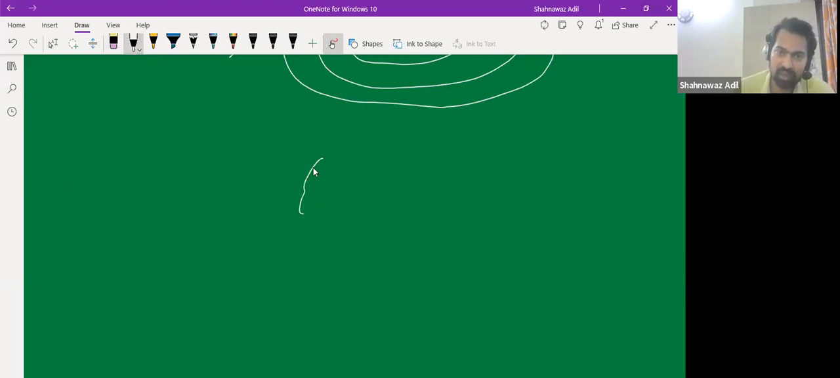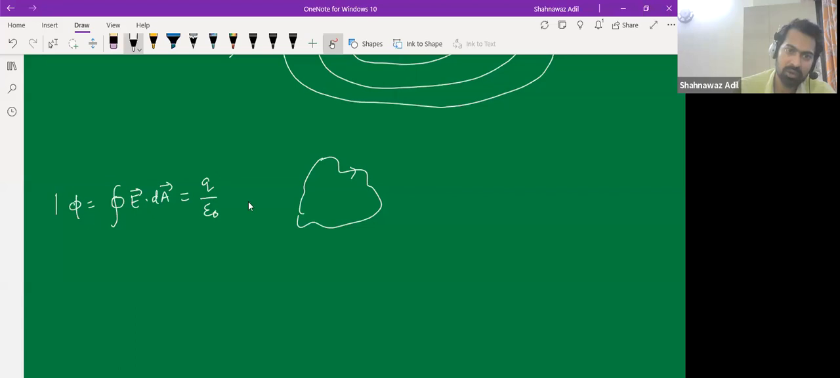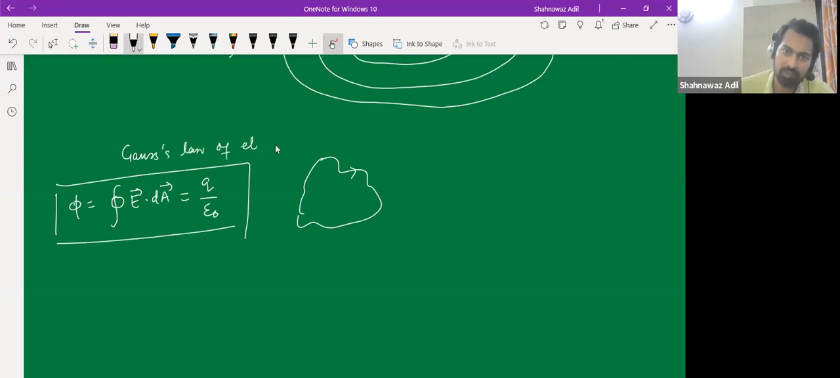Let's say we have this closed surface, right? And we calculated the electric flux in this closed surface. From Gauss law, this was equal to Q enclosed by epsilon naught. So this was the Gauss law of electric field, right? From this law, we understood what the charges are.